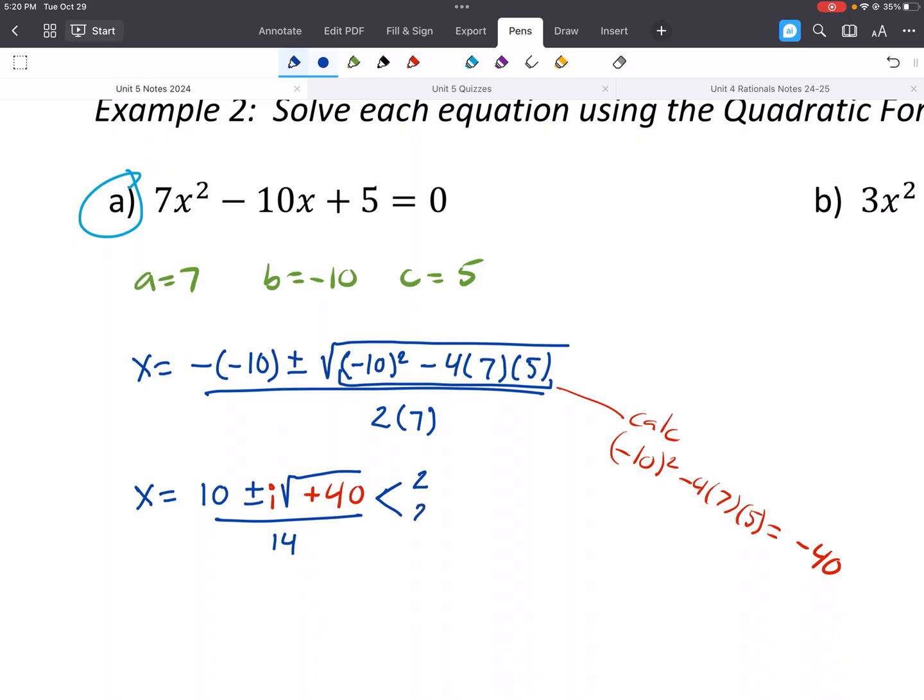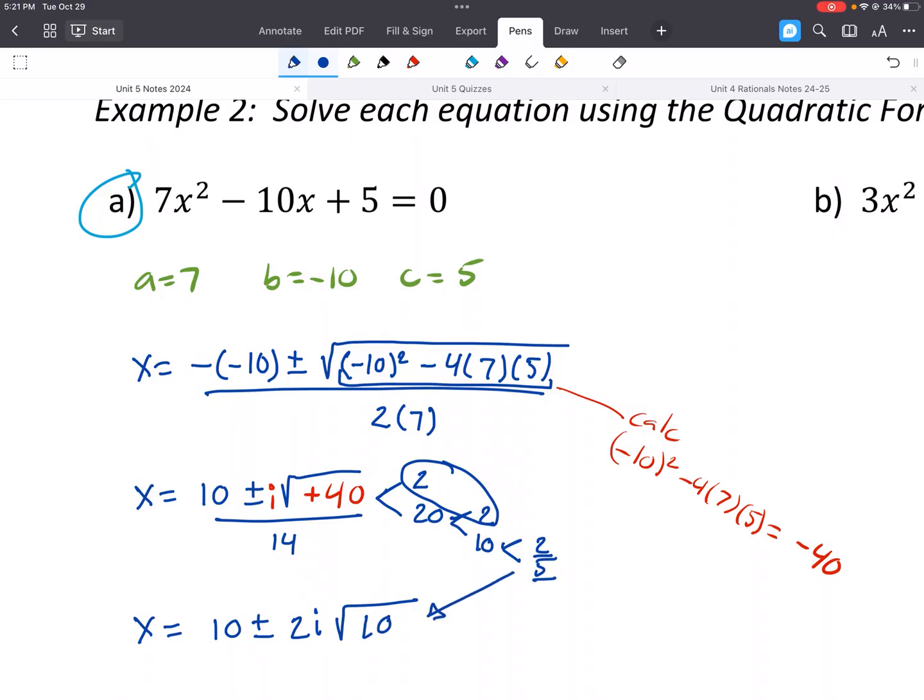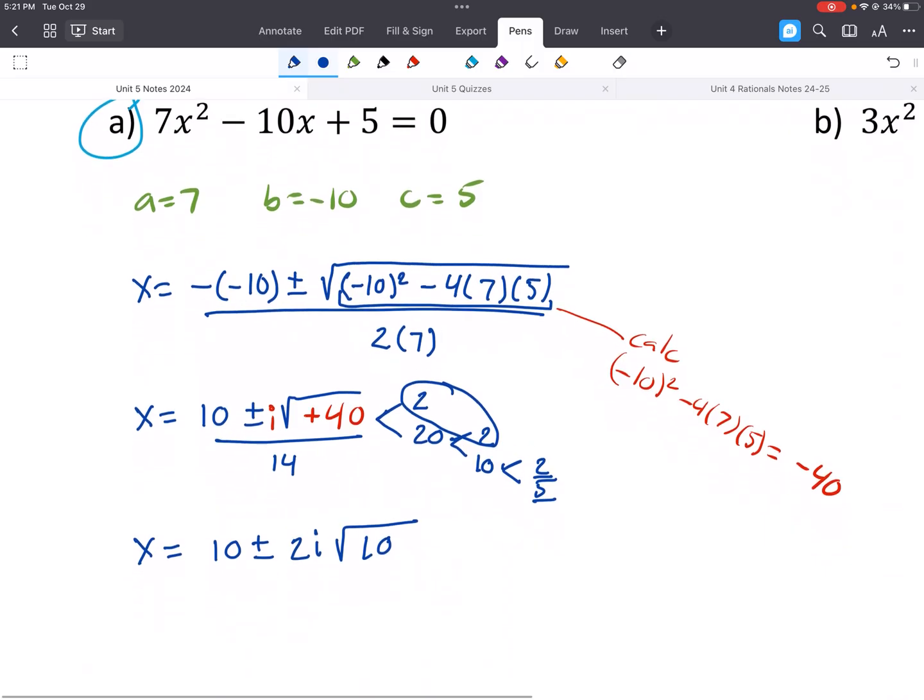So we could do 2 and 20, 2 and 10, 2 and 5. So we've got a pair of 2's, and this 2 and 5 have to stay inside. So we'll end up getting x equals 10 plus or minus 2i. So the 2 again comes from here. The i comes from that -1 that we took care of. And then the square root of 10, again, that comes from the 2 and 5. That's not in a group. All over 14. Sorry.